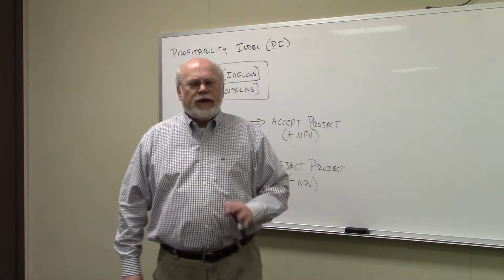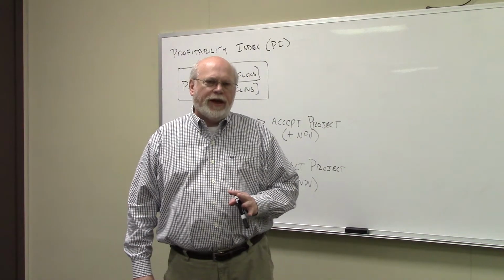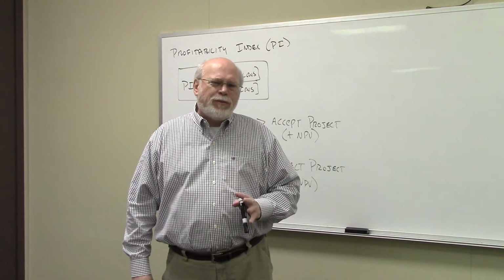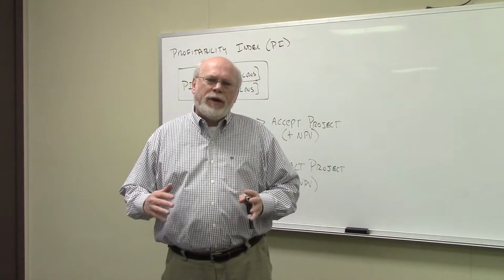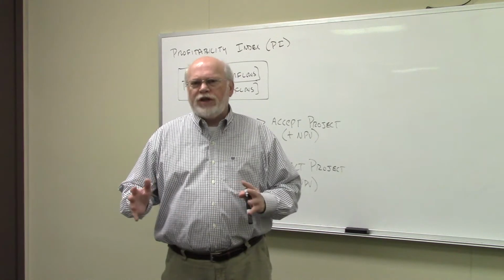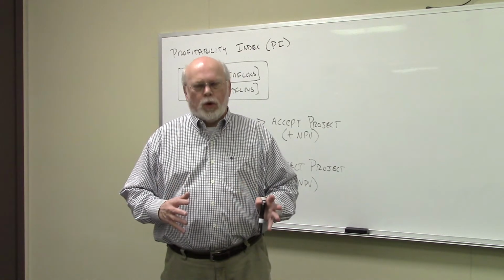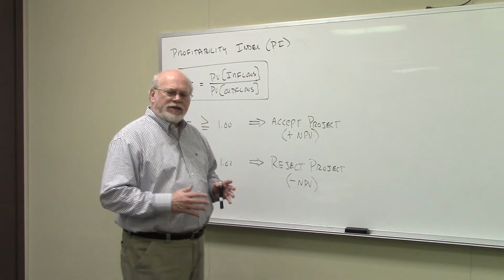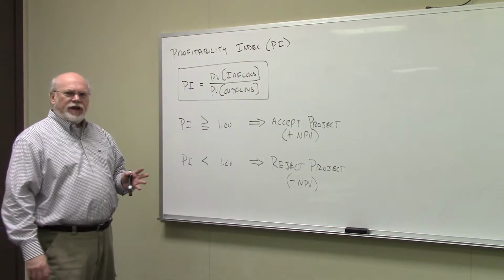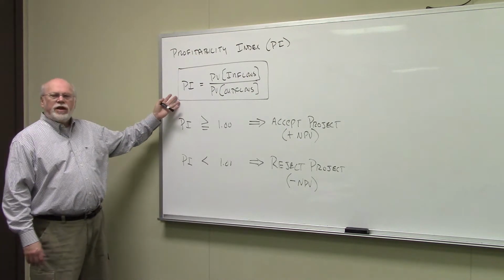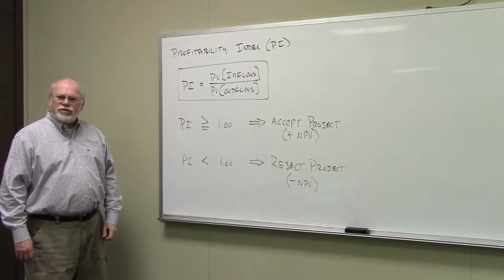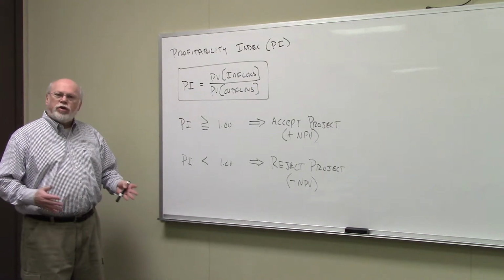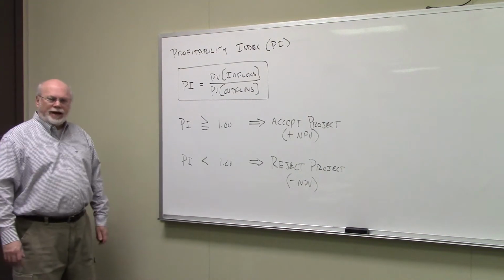Now, a third capital budgeting technique we're going to talk about is called the Profitability Index. The Profitability Index is common, but it's more or less used often in report making. It's defined as the present value of the inflows divided by the present value of the outflows. And again, that's called the Profitability Index, PI.